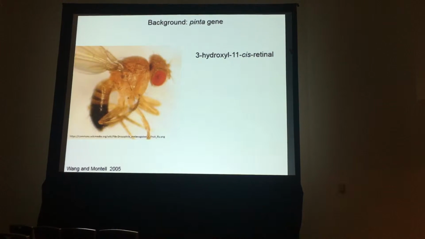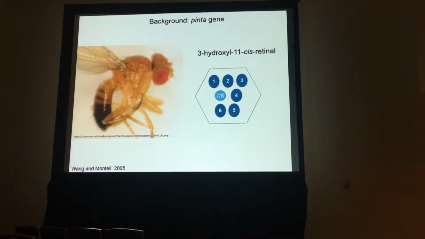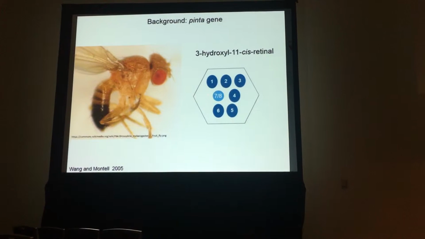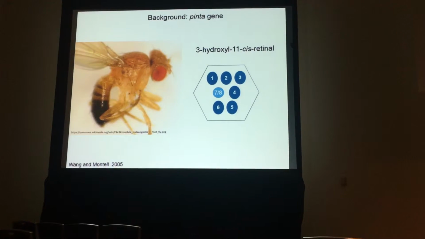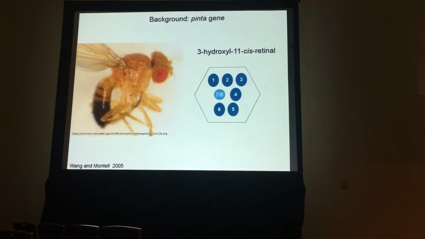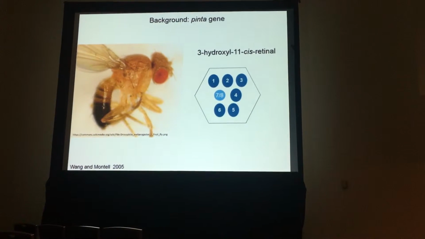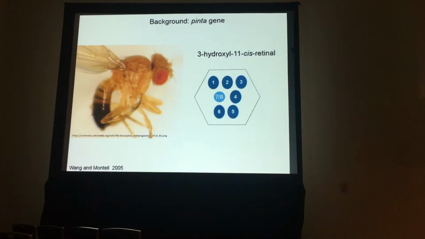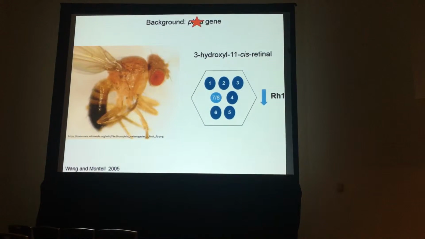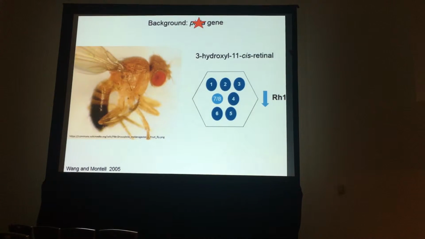So the Drosophila compound eye is made up of 800 ommatidia that have a structure that looks something like this. You have 8 photoreceptor cells, R1 through 6, and then R7 and 8. And R7 sits on top of R8. R7 expresses either of 2 UV opsins, and R8 expresses either a green or a blue wavelength opsin. R1 through 6 express RH1. So when you have a mutation in the PINTA gene, this results in a decrease of RH1. And so this PINTA gene is involved with chromophore transport in Drosophila.